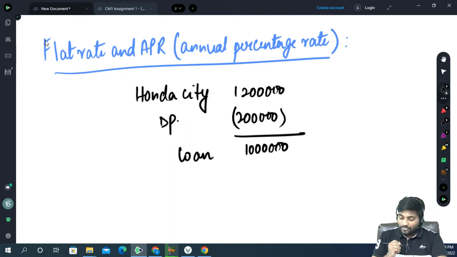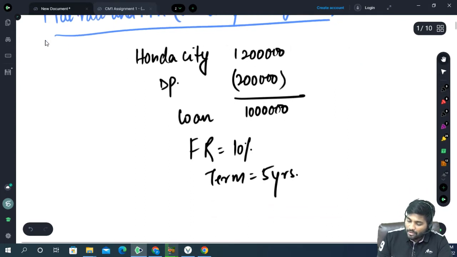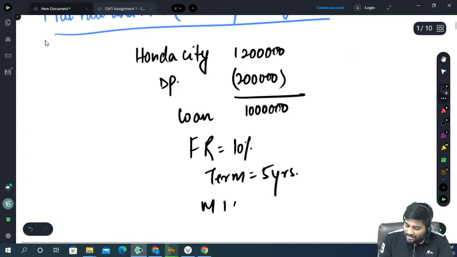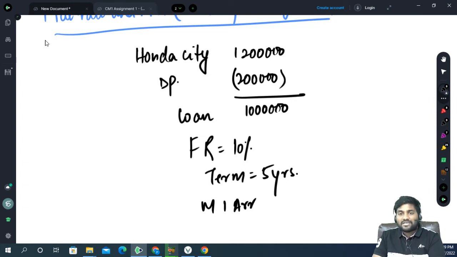Now, they tell you, sir, the flat rate is 10%. And the term of the loan is 5 years. Payment will be made monthly in arrear. Okay. So if the term is 5 years, how many repayments you are going to make? 60. 5 into 12 is 60. So the number of EMI payments that we are going to make is 60.